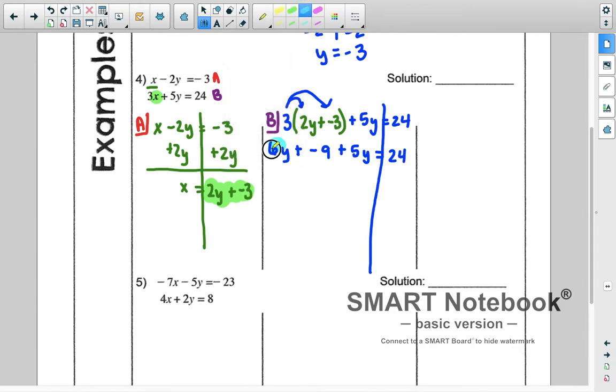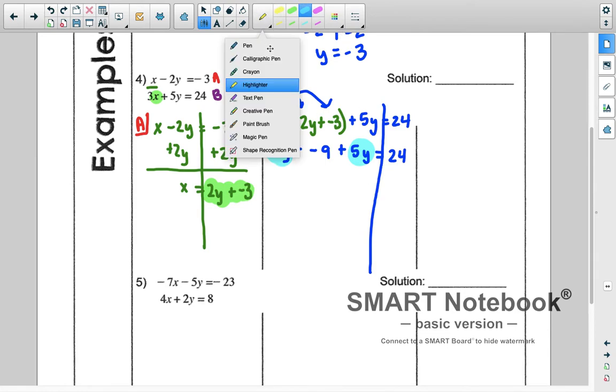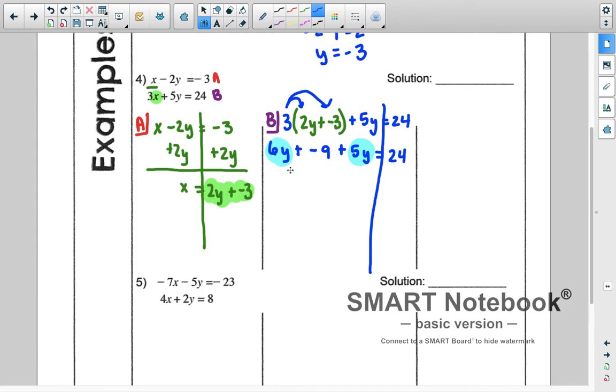Now again, we want to combine our like terms. So we have this 6y here and this 5y. And so we're going to add those together, and 6 plus 5 is 11. So we get 11y plus -9 equals 24. And now we're at that nice, comfortable two-step equation.